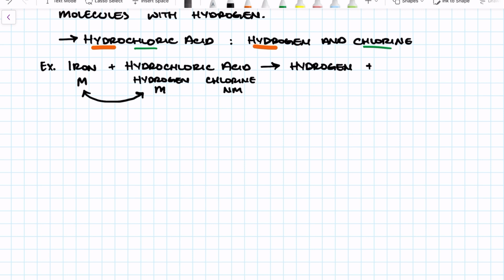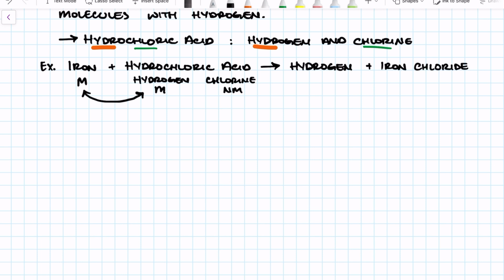So how do we write this down? Well, we should write it down as the metal first, which is iron. And the second one is chlorine, but we can't write just chlorine. Remember, it's a non-metal. So now we have to go back to the rules that we just learned, and it should be iron chloride. So if you mix iron and hydrochloric acid, what does it become? Well, it becomes hydrogen and iron chloride.